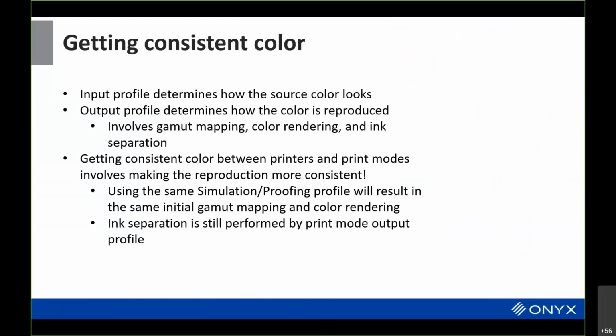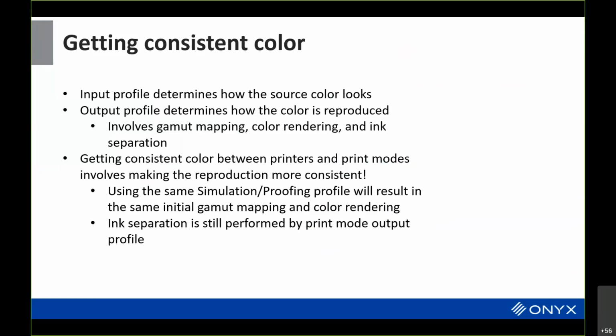With the input profile, it determines how the source color looks. It says this RGB value is this color. This CMYK is this color. That's what the input profile does. It's just basically saying what is the color. The output profile determines how the color is going to be reproduced. And this involves the inks that you actually have to print with. It talks about the gamut mapping, the color rendering, what ink separation you want to use. All sorts of different things are being done with the output profile.